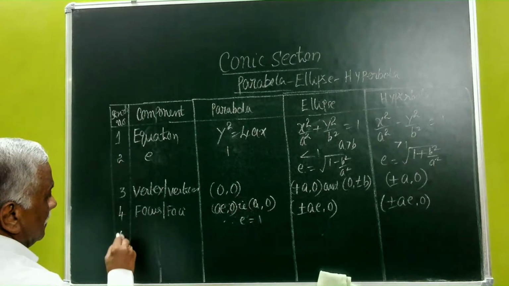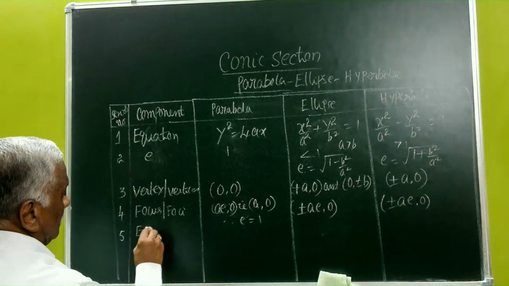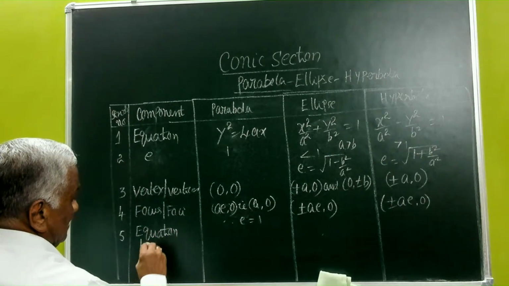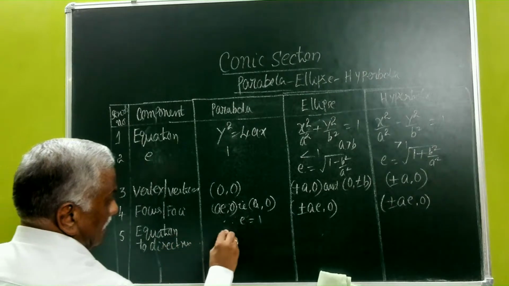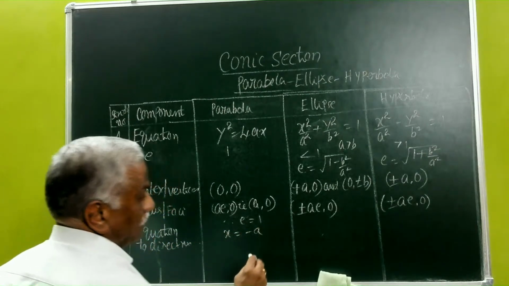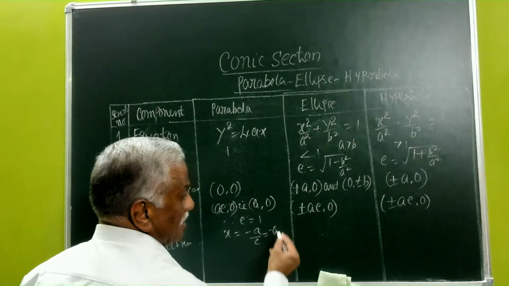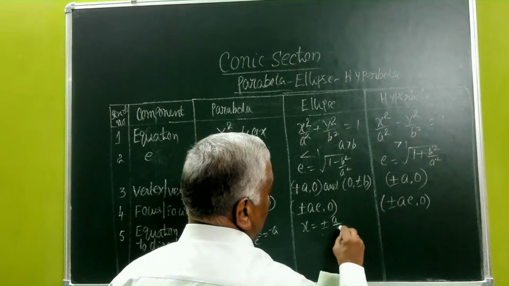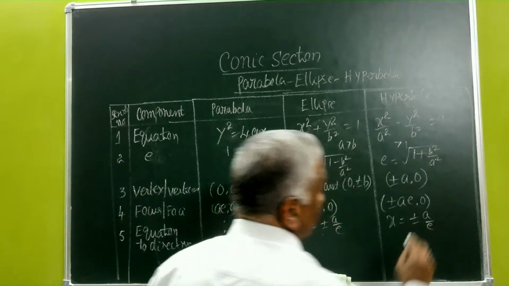First one, equation of directrix. X is equal to minus a, that is equal to minus a because e is 1. For the ellipse, x is equal to plus or minus a by e. And here also x is equal to plus or minus a by e.